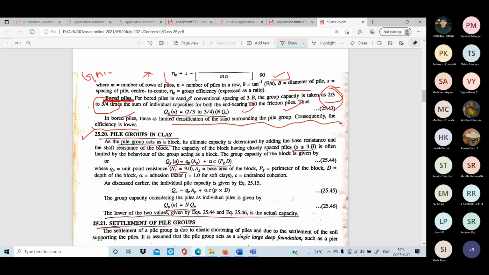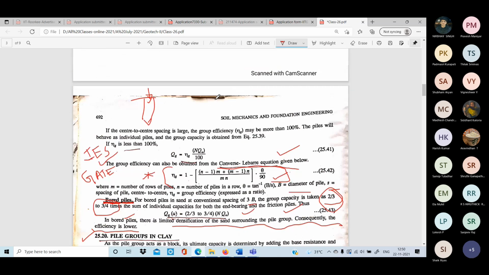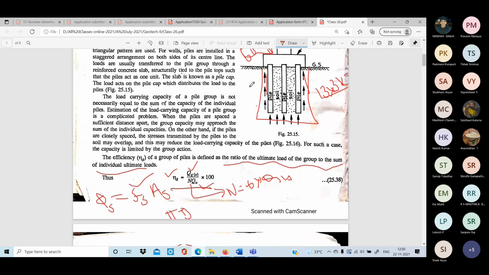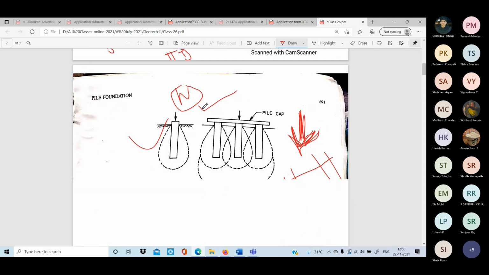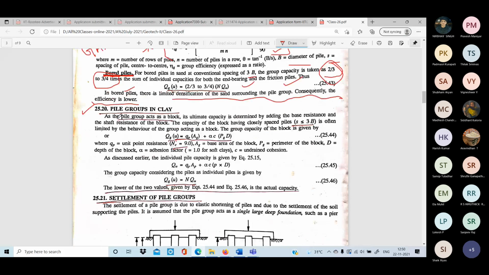Now this is all the story about the sand. Sand means the friction, Fs, will be found out, and Fh we have found out, and so on. What about the clay? For clay, the same formula changes. Whatever we have seen, that alpha C and all, if you remember that one.